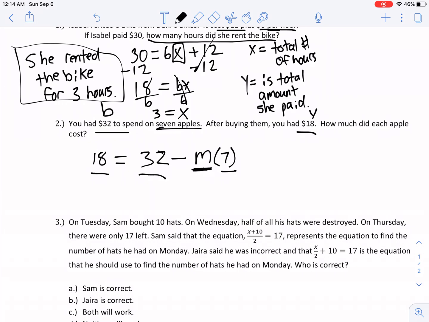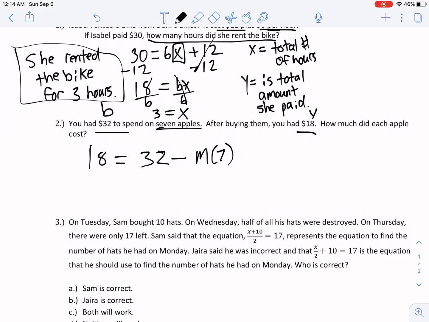So now this is a weird situation where we actually have to find m, but we can do that here. Let's erase all these lines and go back to what we started with: 18 equals 32 minus m times 7. And we have to get m by itself.